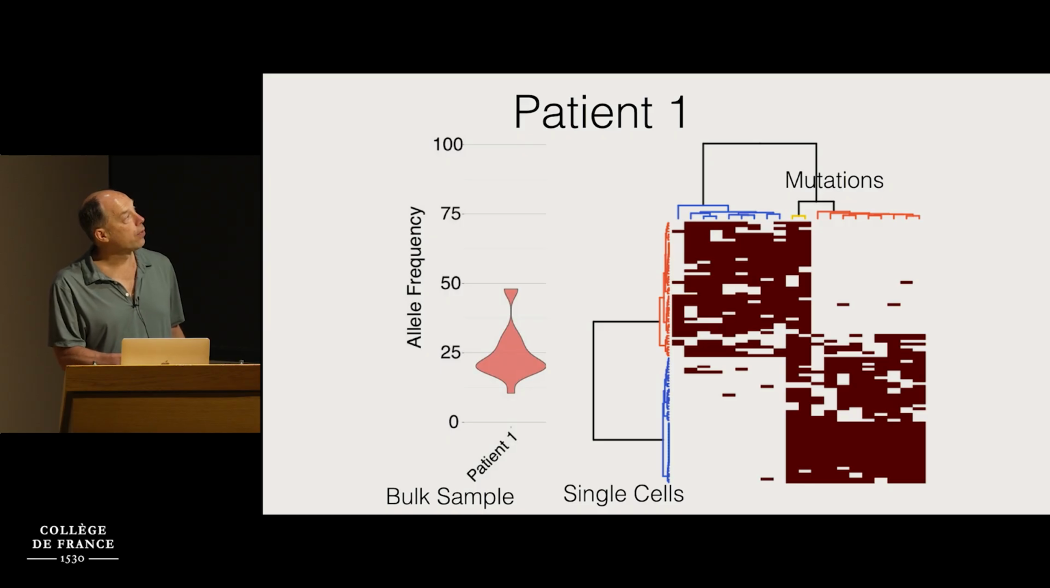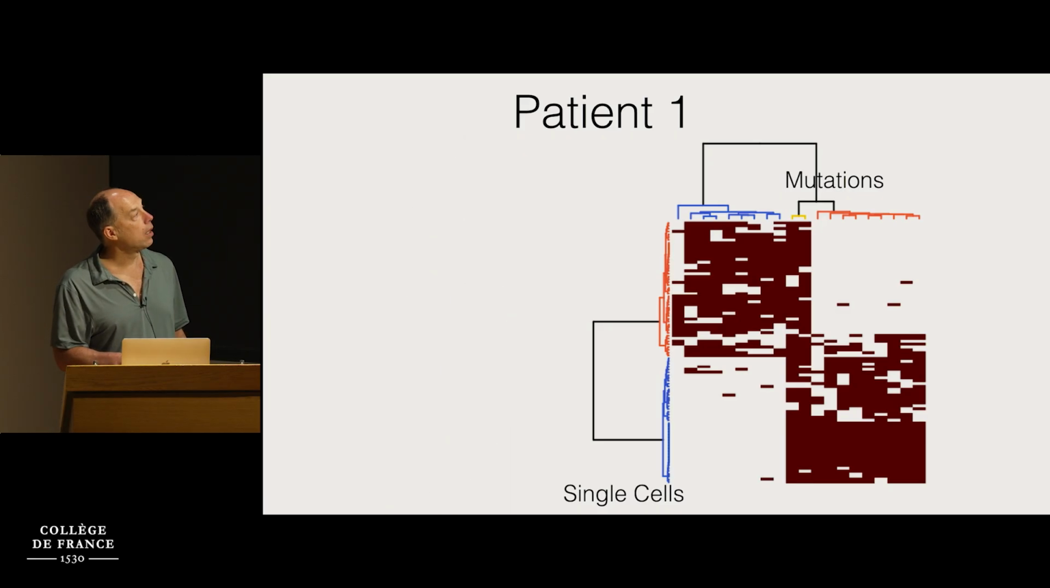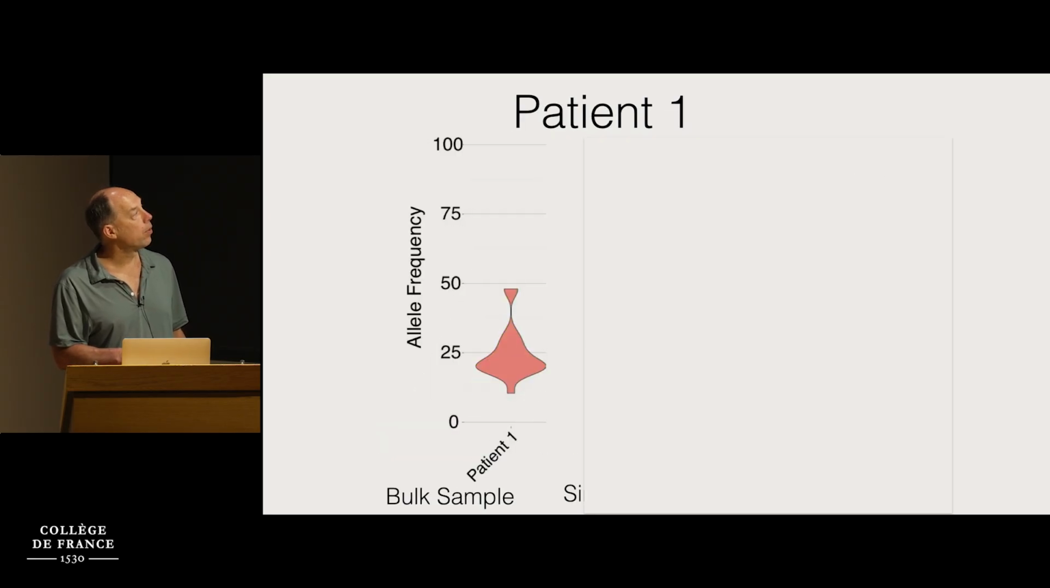So here, every row is a different single cell. Every column is a different part of the genome where we're looking for mutation, and red is mutated, white is not. And what you can see is there are really 3 different cell populations within this tumor. There's the ones that have these mutations, the ones that have these mutations, and the ones that have both. Okay? So 2 dominant clones along with some ancestral clones.